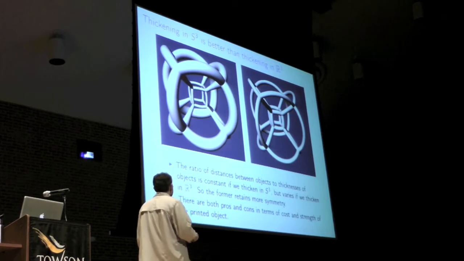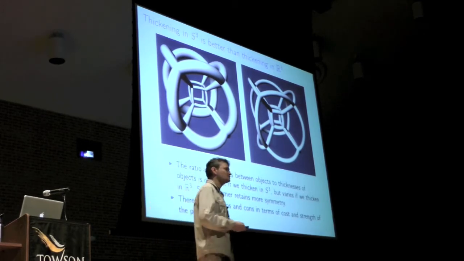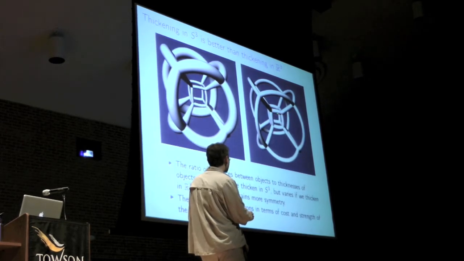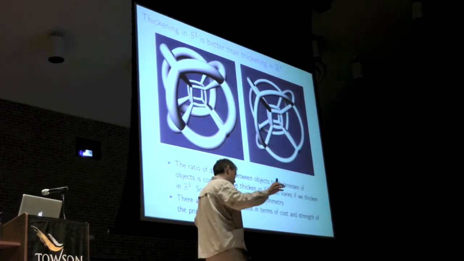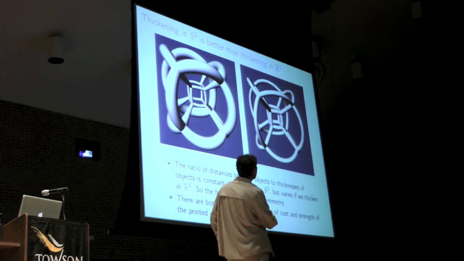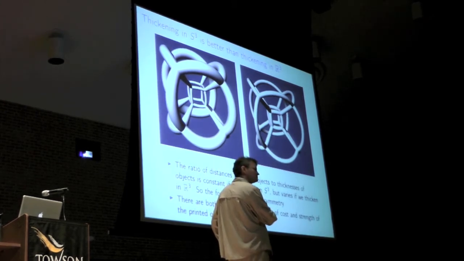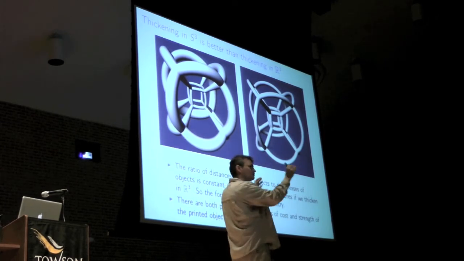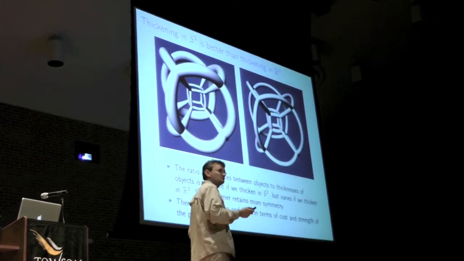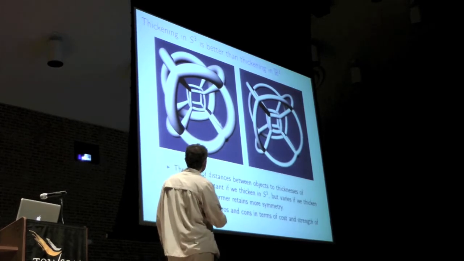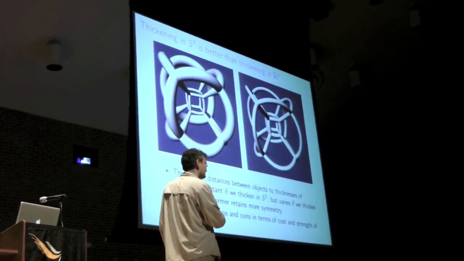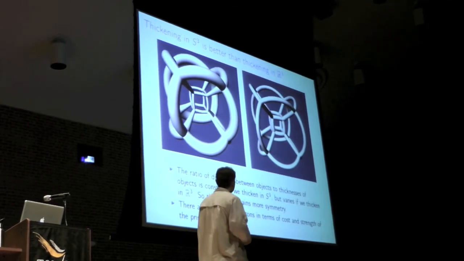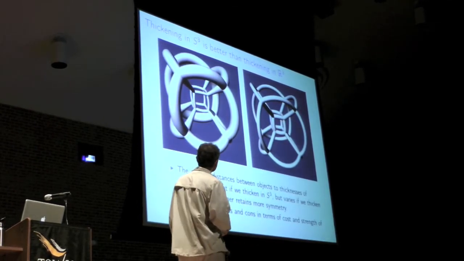There are both pros and cons in terms of the cost and the strength of the printed object. So some of the more complicated ones, you can imagine you've got lines all over this thing. You've got in the middle a very complicated compact thing if you're using this thickening up in R3. And then around the outside, you've got very long, thin, spindly edges that would be kind of weak. On the other hand, over here, you've got these huge fat things which are going to be very strong, but they're also going to be expensive.